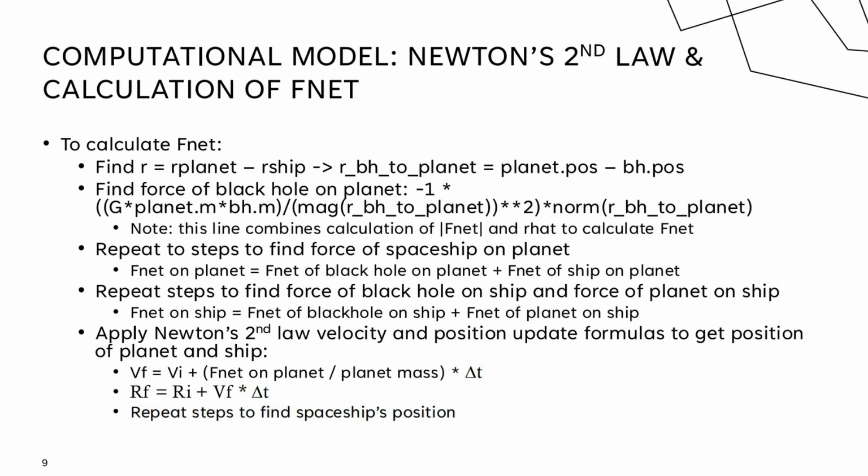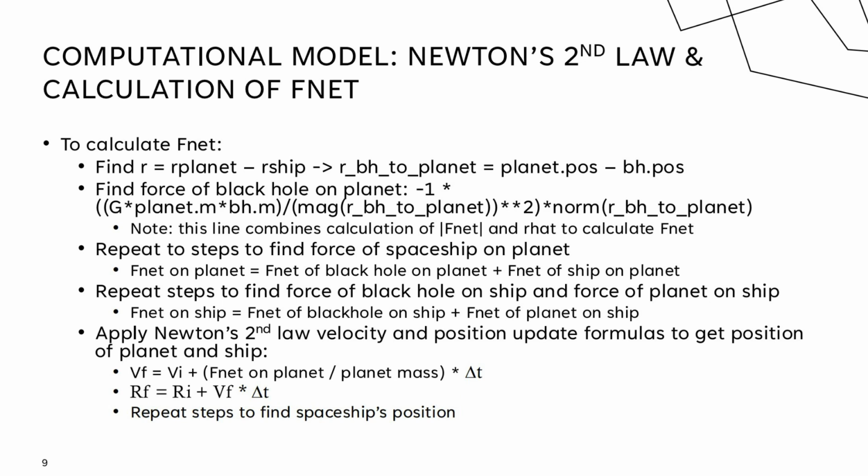This line of code combines the step of finding the magnitude of F-net and R hat into one step to just find F-net. And repeat this also for the force of the spaceship on the planet. Then to find the total force on the planet, we add the force of the black hole to the force of the ship on the planet. We also repeated these steps to find the force of the black hole on the ship and the force of the planet on the ship, so we could get the F-net for the ship.